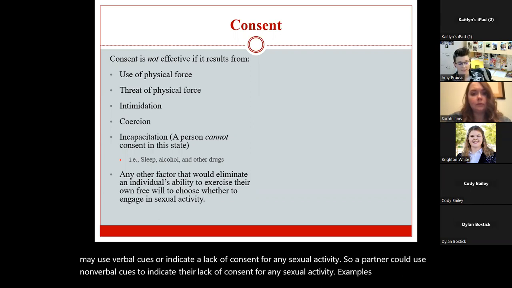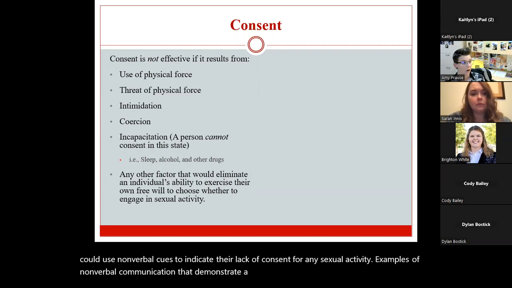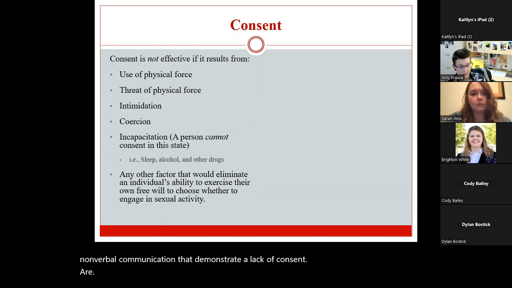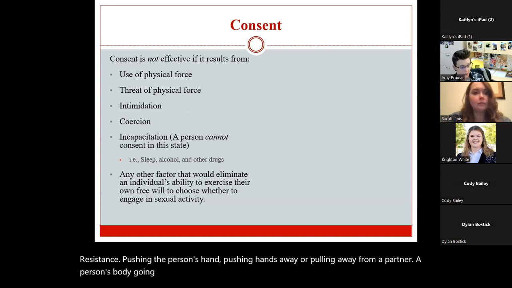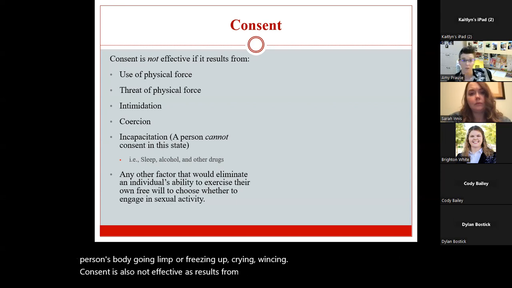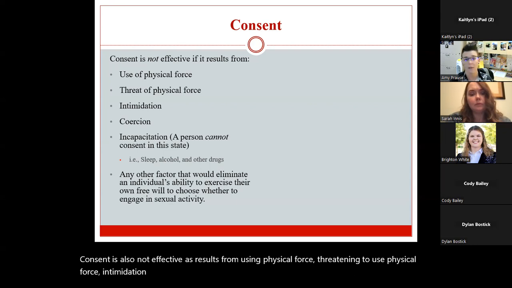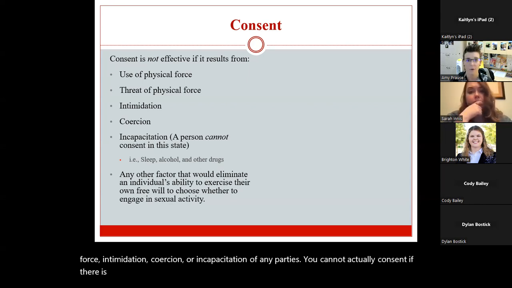Examples of nonverbal communication that demonstrate a lack of consent are resistance, pushing the person's hands away or pulling away from a partner, a person's body going limp or freezing up, crying, wincing. Consent is also not effective if it results from using physical force, threatening to use physical force, intimidation, coercion, or incapacitation of any parties. You cannot actually consent if there is incapacitation with any party involved in those activities.